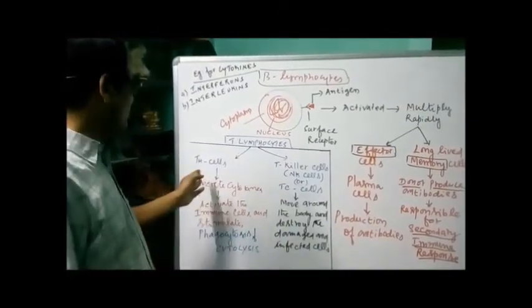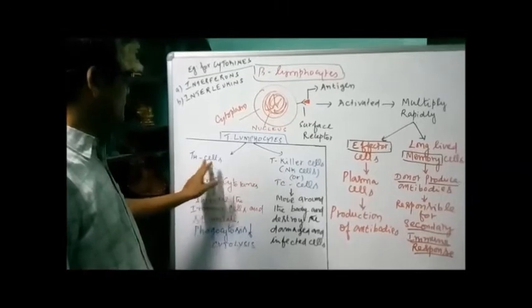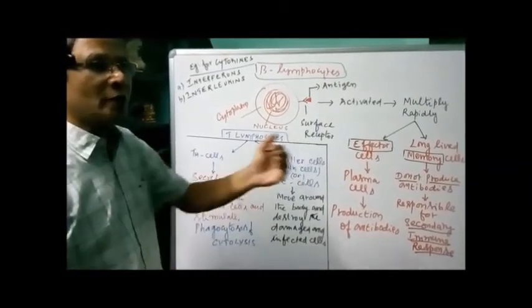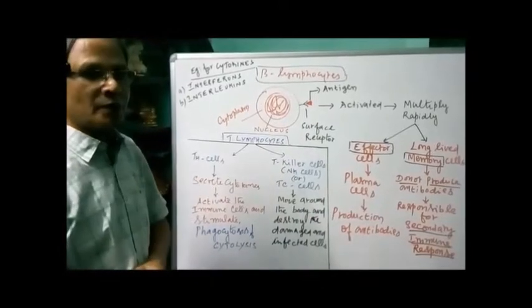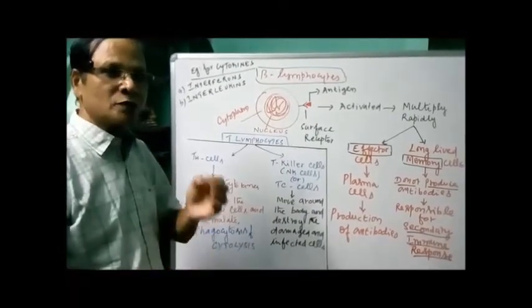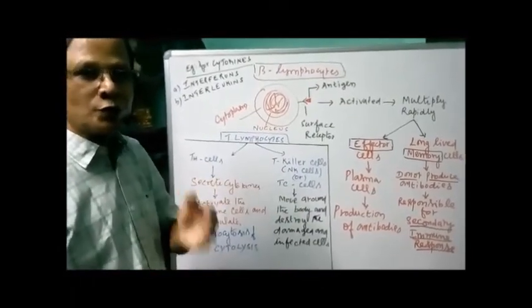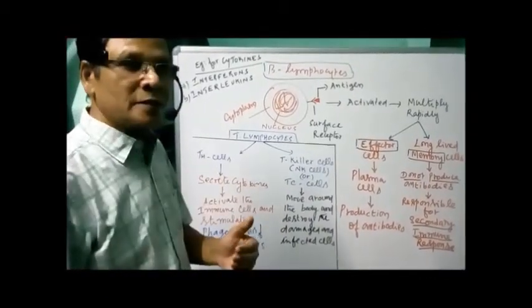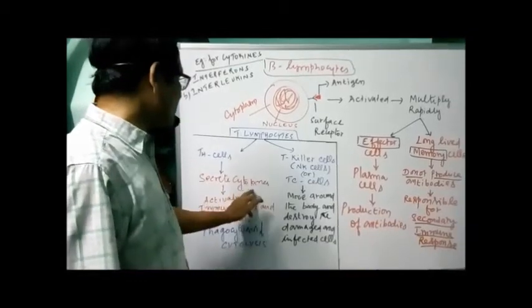What about the T lymphocytes? I mentioned already we have different types. One, T helper cells. It is the one responsible for stimulating the B lymphocytes. So without T lymphocytes, there is no stimulation of B lymphocytes to form the plasma cells. Now the T helper cells secrete some chemicals called cytokines.